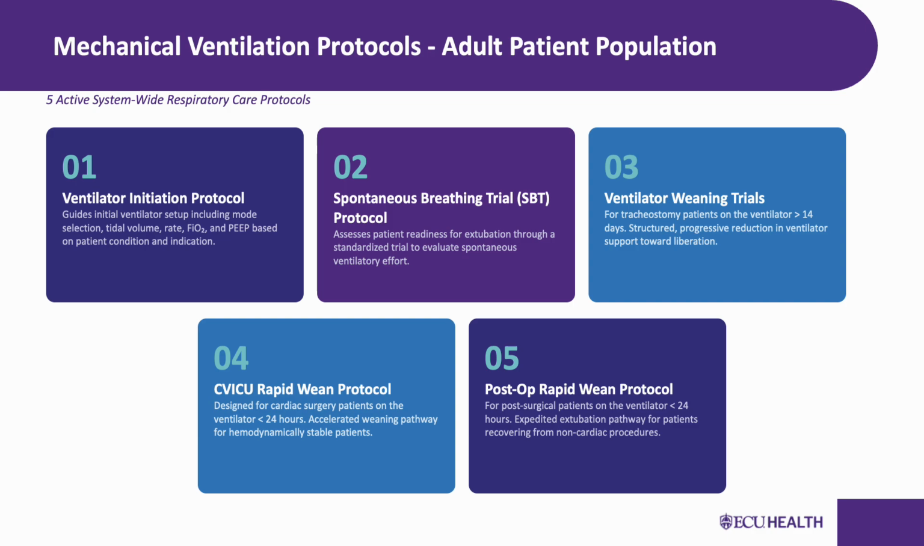And protocol number 5 is the post-op rapid wean protocol, a similar concept to the cardiac surgery version, but this applies to our non-cardiac post-surgical patients who have been ventilated for less than 24 hours. Having a distinct protocol for this population ensures we're not applying a one-size-fits-all approach. The key takeaway here is that these 5 protocols cover a full spectrum of adult ventilated patients from the moment they are intubated all the way through liberation. They work together as a cohesive system. In the next slides, we're going to start with the ventilator initiation protocol and work our way through each one.